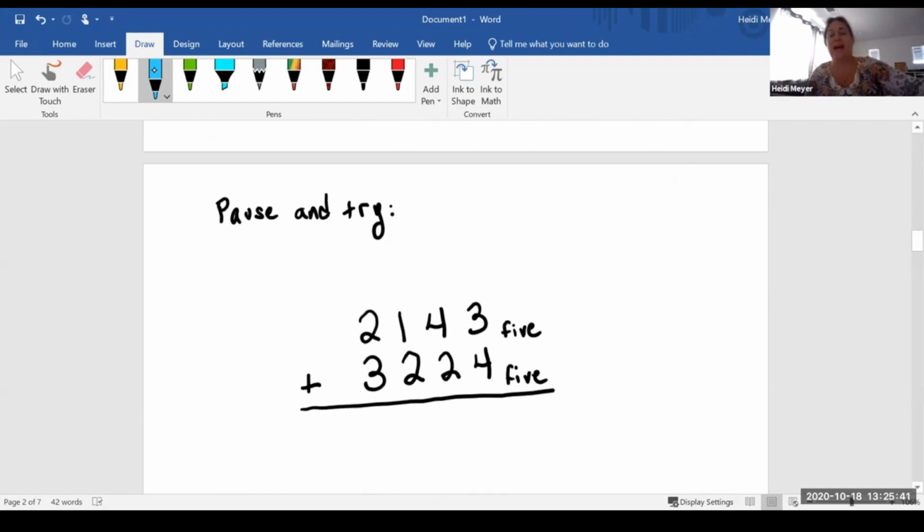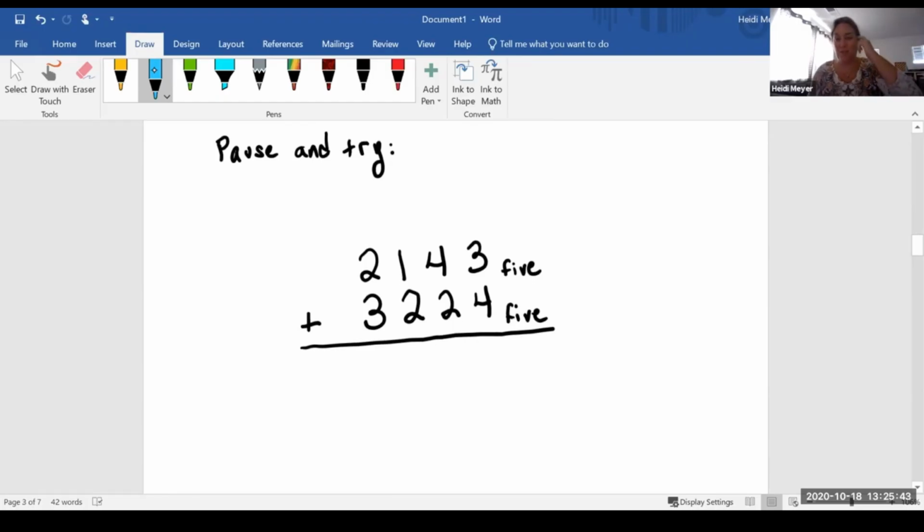So this one I'm actually asking you to pause and try it. Whether you feel confident or not, please pause and try it. And I'm going to jump in, and I'm going to do this one pretty quickly without the training wheels. I'm going to do it just thinking in base 5.